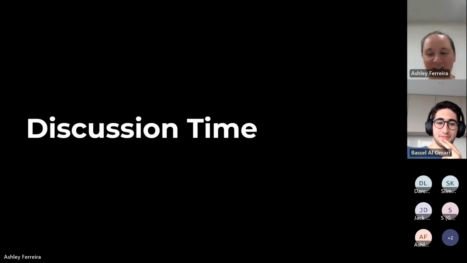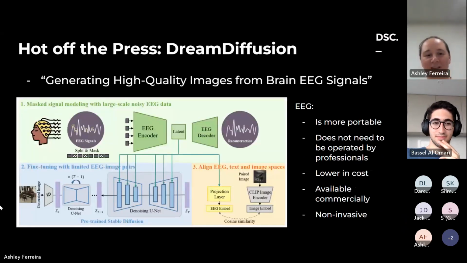So this brings us to the little discussion time section I had for my paper. Before we get there, and kind of part of the discussion, I just wanted to show this new hot off the press paper called Dream Diffusion that's very along similar lines to what I've previously showed you, where they're generating high quality images from brain EEG signals, but that's the key part. They're using EEG signals as opposed to fMRI signals, and that's because these machines are more portable. They don't need to be operated by professionals. They're lower in cost, available commercially, and once again, not at all invasive, as compared to actually implanting electrodes in your brain. So this is really some good food for thought on how quickly the stuff's progressing and how much more accessible it's getting.